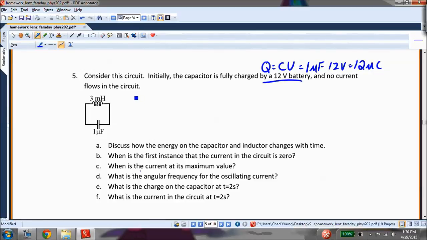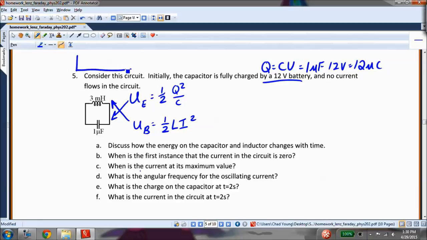Well, first of all, remember that the energy stored by the electric field in the capacitor is equal to 1/2 CV squared, or 1/2 Q squared over C. And the energy stored by the magnetic field in the inductor is equal to 1/2 Li squared.